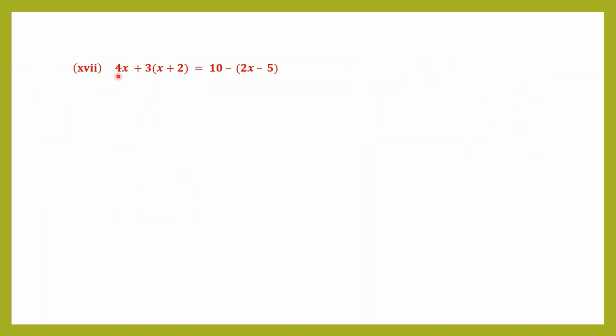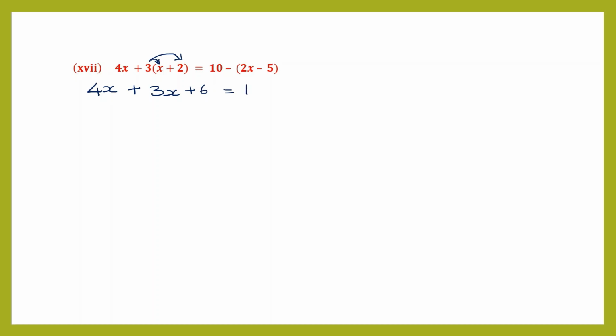Question 17. 4x plus 3 into x plus 2 equals 10 minus 2x minus 5. So let's be careful. Let's go slowly with this expression here. Let's begin with the first one. 4x, let's write it as it is, plus. Now if you see, between 3 and x there is no sign. So it's understood that it's a multiplication sign. When it is a multiplication sign, you multiply 3 with each term inside the bracket. So we're going to multiply first 3 with x. 3 into x is 3x, and then we multiply 3 into 2. 3 2s are 6, plus 6.